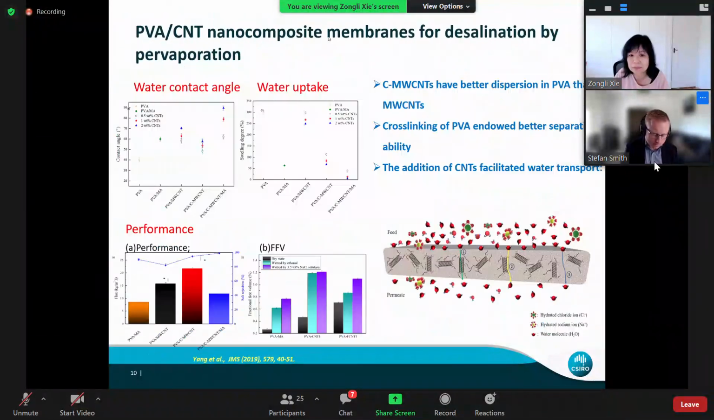One of them was, did you encounter any issues with agglomeration? Because I imagine there'd be a high-ish viscosity before it's cast, and I was wondering if agglomeration was an issue. And the second question was, is the orientation of these CNTs important to achieving a high flux, or is a random orientation still sufficient to get high fluxes?